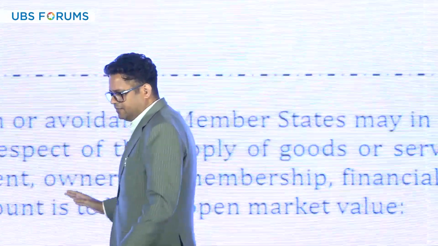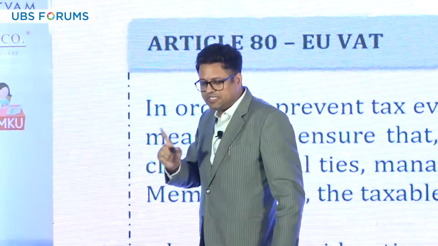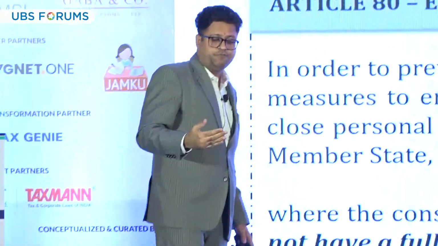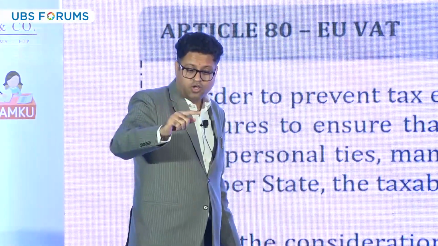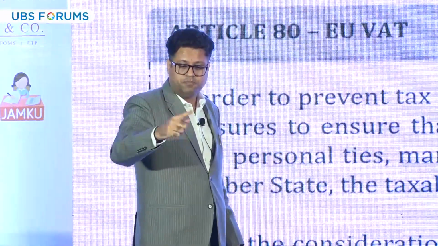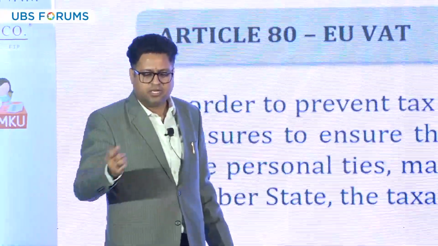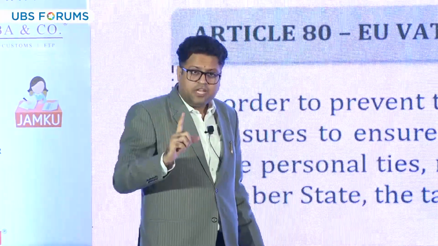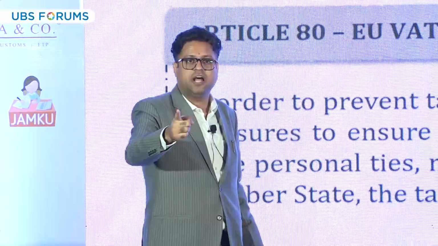Article 80 of the EU VAT directive says that, in order to prevent tax evasion or avoidance, member states may in any of the following cases take measures to ensure that, in respect of goods or services supplied involving family or close personal ties, management, ownership, membership, financial, legal ties, that is related parties and distinct persons, the taxable amount is to be the open market value, which is the first limb of rule 28. Where the consideration is lower than the open market value, the recipient of the supply does not have a full right of deduction under this article.